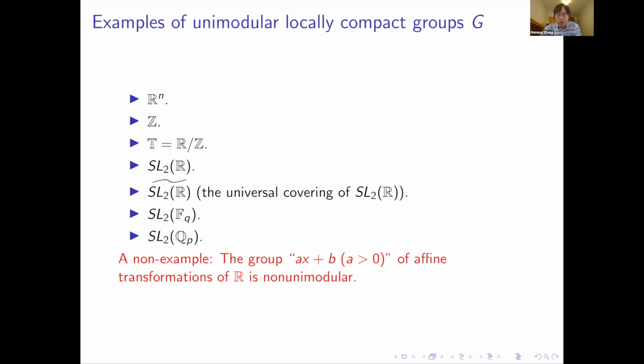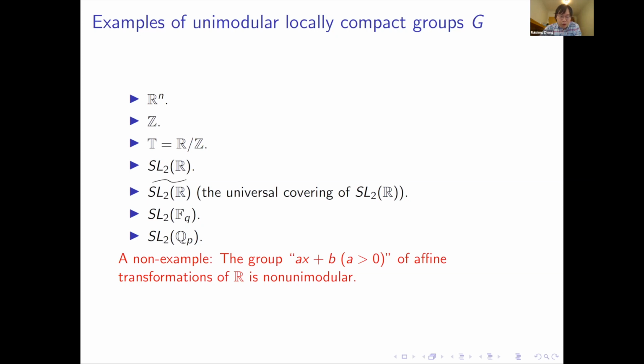Some more non-trivial examples would include, say, SL2 of R. And then a very interesting object, as we'll see, the universal covering of SL2 of R, which is another group that's different from SL2 of R. And also you can ask this question for other groups like SL2 of F_q or the p-adic group SL2 of Q_p. But as we'll see, the Lie groups automatically stand out in the study of Brunn-Minkowski. We'll be talking about that in a bit.